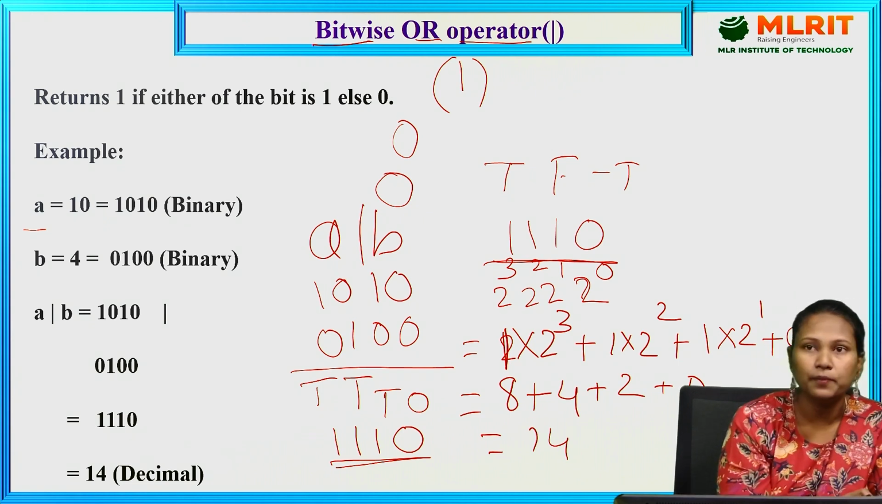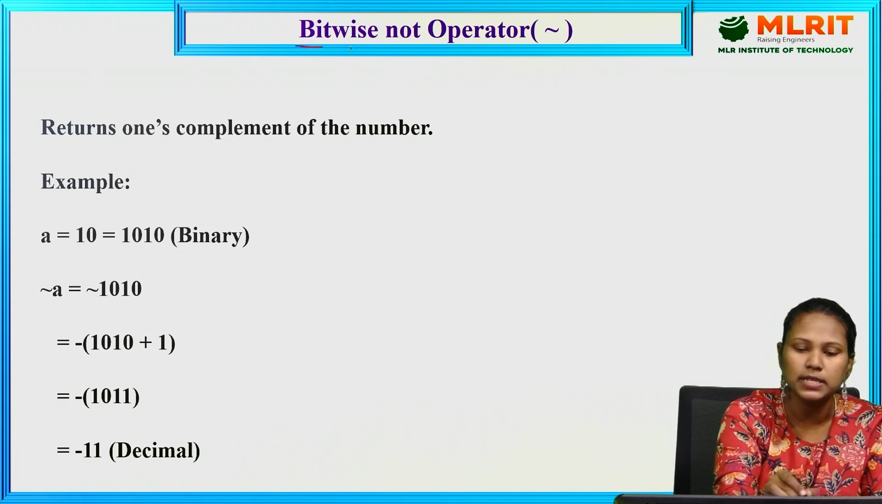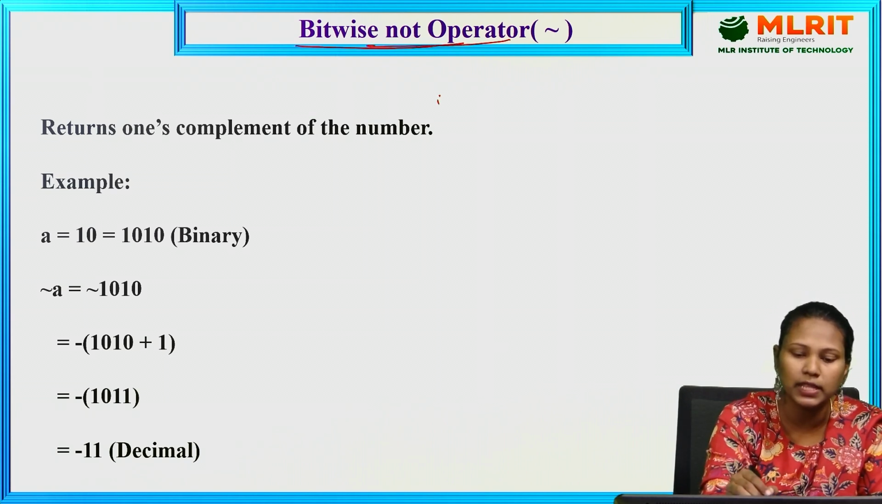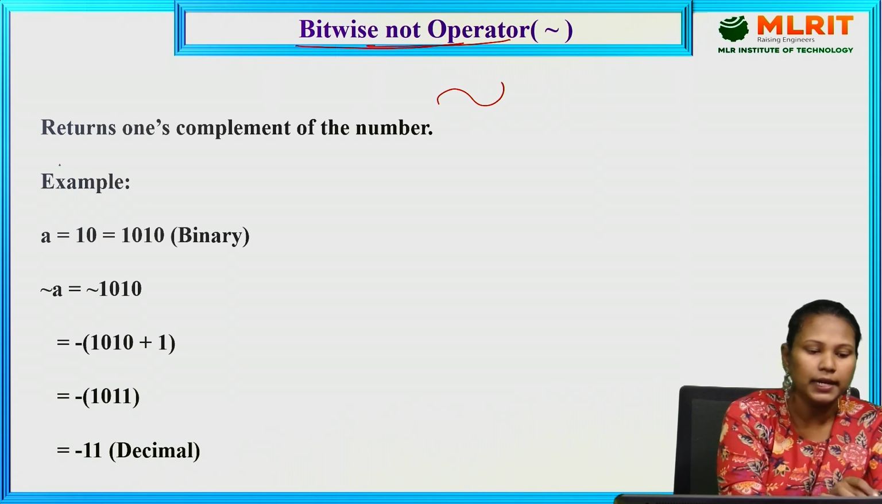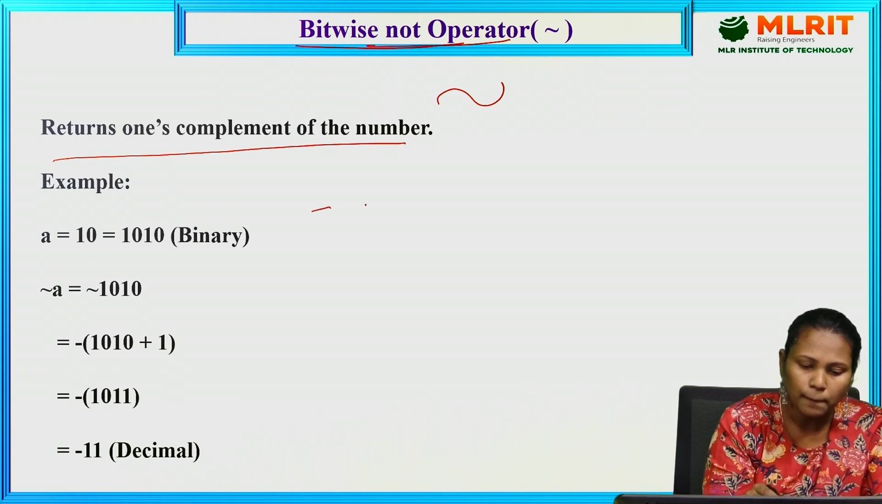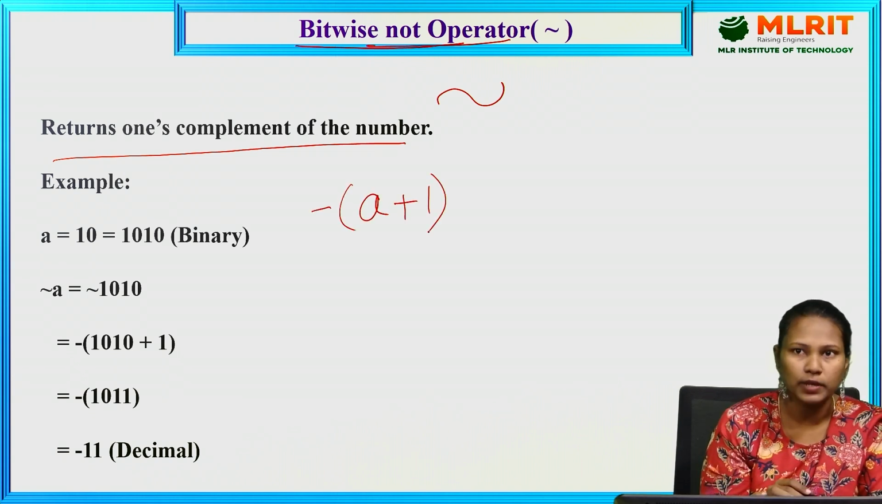So this is the bitwise OR operation. The next one is the bitwise NOT operator. The bitwise NOT operator is represented with the negation symbol. It returns the one's complement of the number. The formula for bitwise NOT is minus of a plus 1.